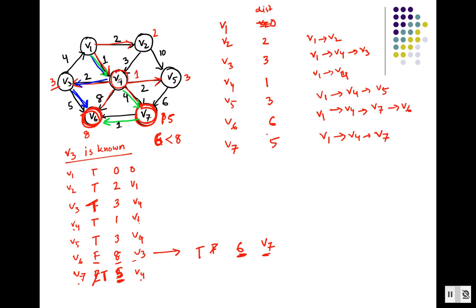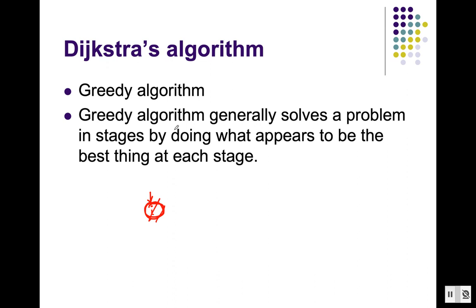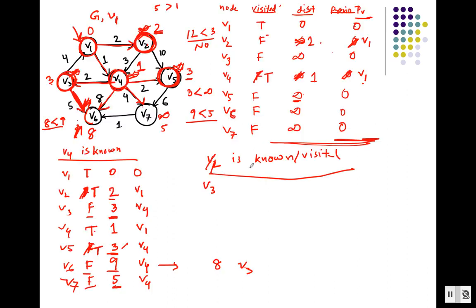We make a decision at every stage. From every stage we are choosing the path that appears to be the best thing at that stage.